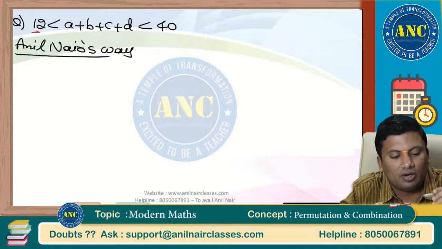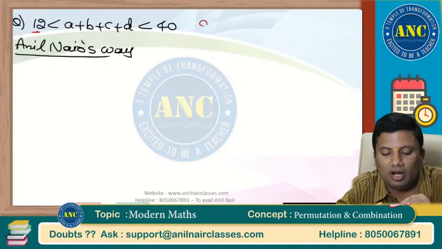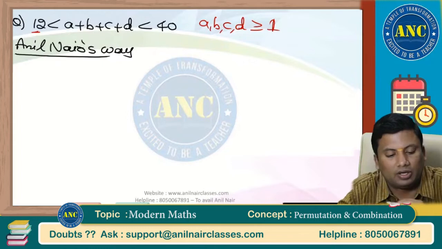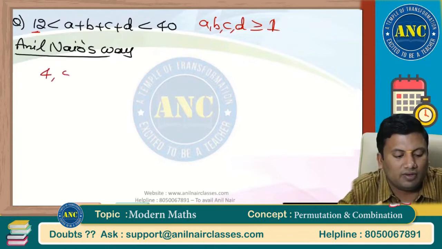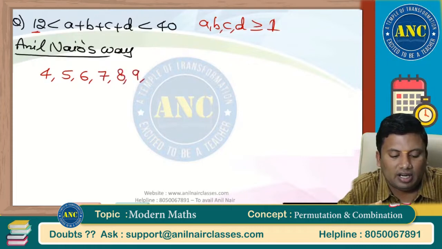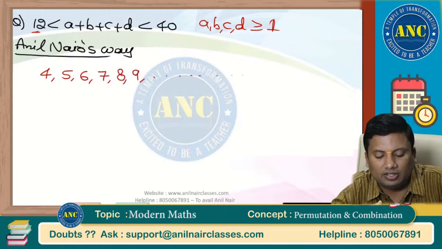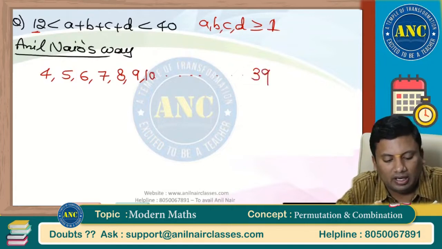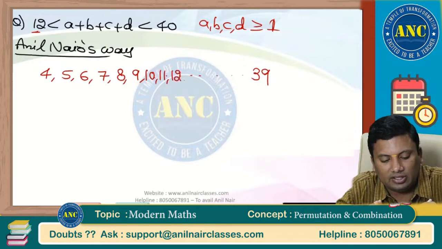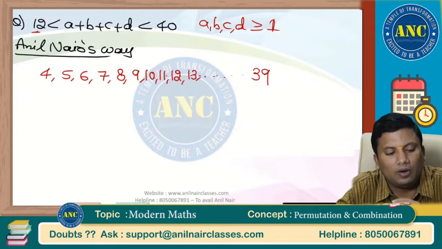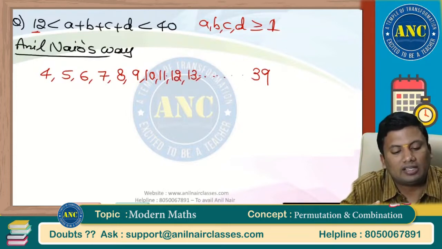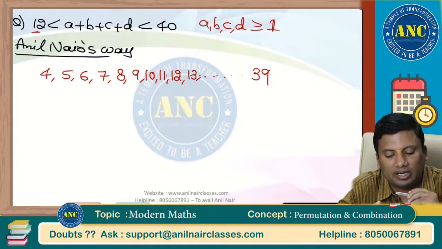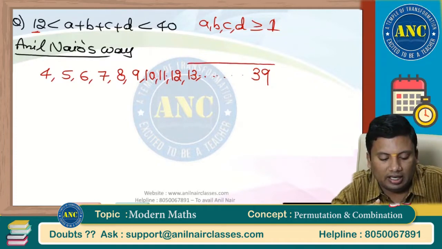Forget about these lower limit. A, B, C, D are all starting from 1. A, B, C, D are greater than or equivalent to 1. That means lowest it will be 4: 4, 5, 6, 7, 8, 9. Less than 40 means it can go up to 39. Now you will easily get the answer. Now apply the lower limit. 12 less than means it should start from 13 and it would end at 39.